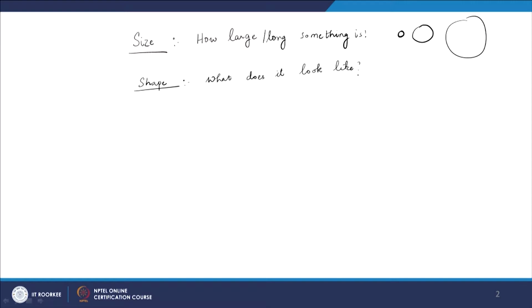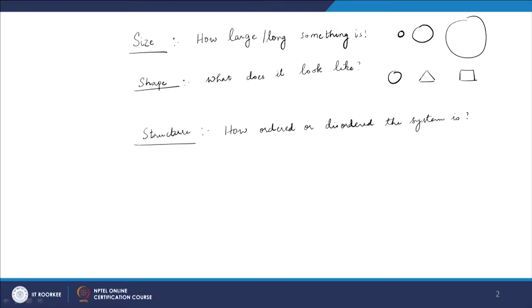So objects that have the same size may have different shapes. For example, a circle, a triangle and a square may have similar characteristic dimensions, but they still have different shapes and they look different. And then finally comes the point of structure, which tells you how ordered or disordered the system is, and we will take this point, the order-disorder, later on.